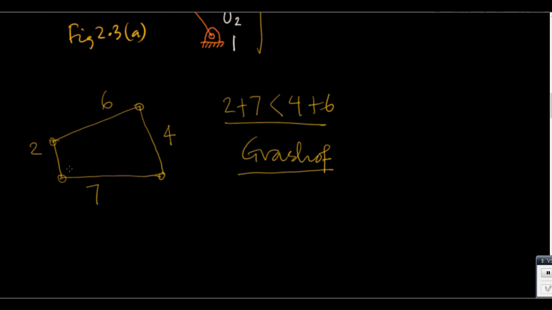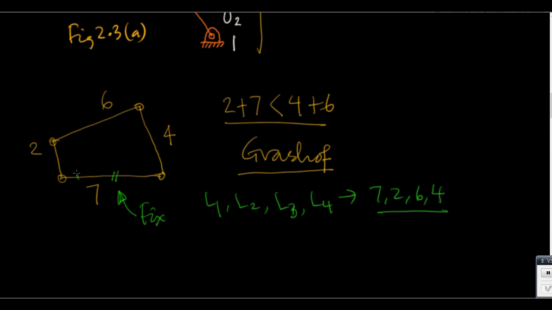Very good. So now let's do different fixities. Let us take green and say 7 is fixed. So if we fix this one, then L1, L2, L3, L4 are 7, 2, 6, 4, and this is a crank and this is a rocker. Clear? Good. 7, 2, 6, 4, Grashof crank rocker.